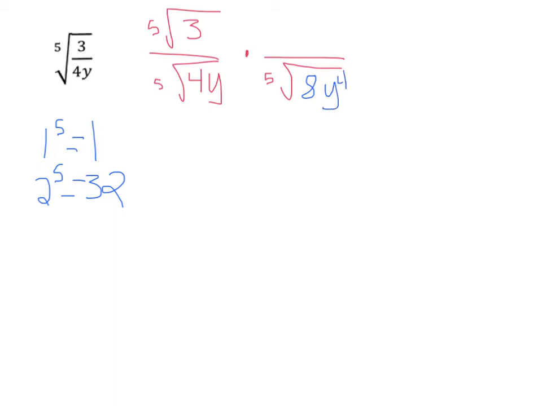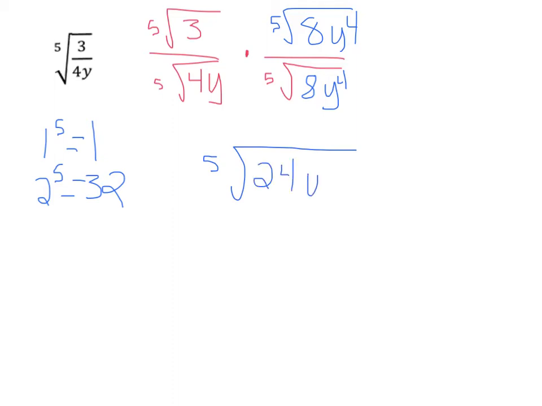Because remember, when you multiply variables, you add like exponents. So on the bottom and top, I need to multiply both by the fifth root of 8y to the fourth. So let's simplify this. On the top, I have the fifth root of, combining everything, 3 times 8 is 24, y to the fourth.